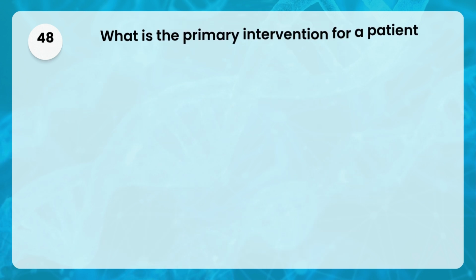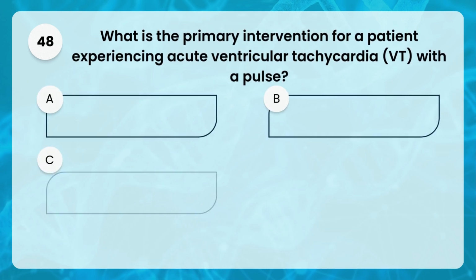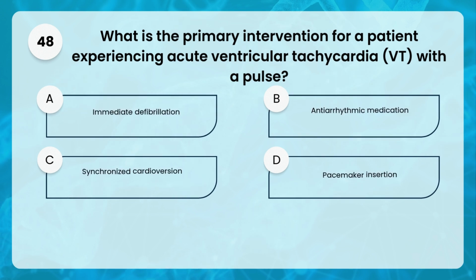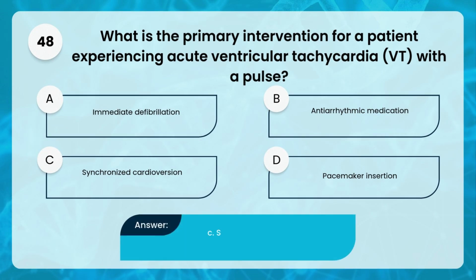Number 48. What is the primary intervention for a patient experiencing acute ventricular tachycardia, VT, with a pulse? A, immediate defibrillation, B, antiarrhythmic medication, C, synchronized cardioversion, or D, pacemaker insertion? The answer is C, synchronized cardioversion.